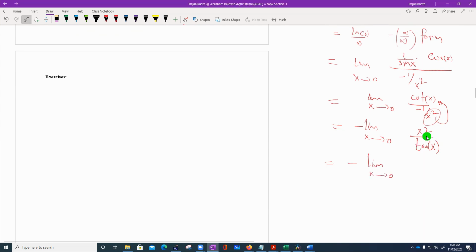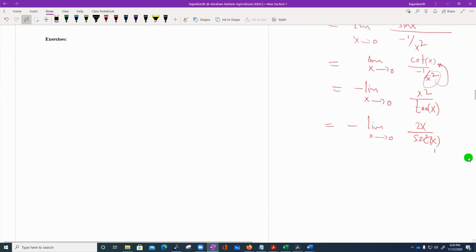So what is the derivative of x squared? 2x. What is the derivative of tangent x? Secant squared x. Now plugging in 0, you will get a good number. What is that? Secant 0. What is secant 0? Correct, it is 1. Cosine 0 is 1, so 1 over cosine 0 is 1 over 1, which is 1.